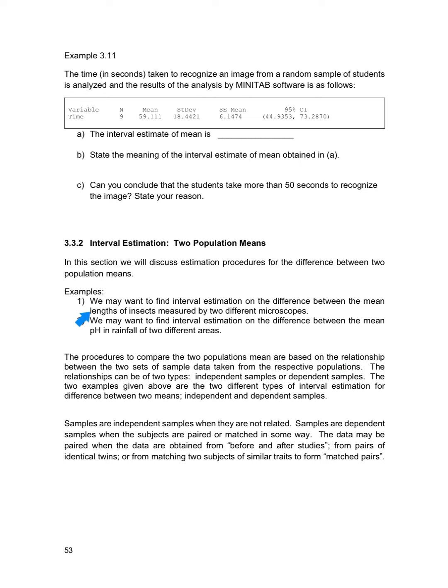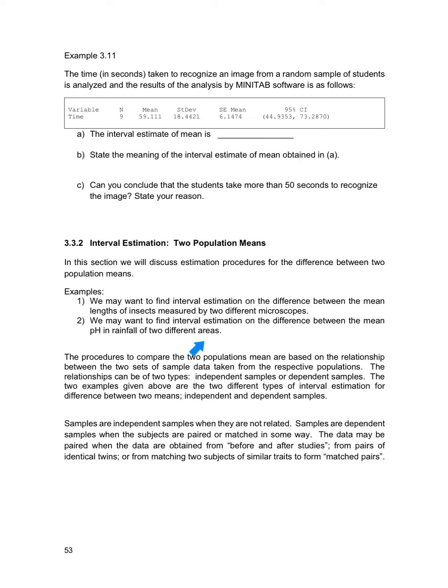Meaning that for example number 1, we have two different microscopes. We want to know is there any difference between the two microscopes in terms of length of insects measured by these two microscopes. Example number 2, we want to look into the difference in the mean pH of rainfall for the two different areas.